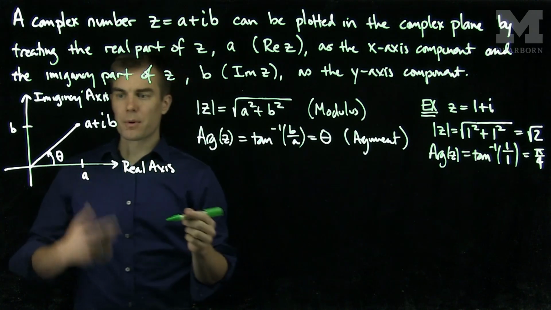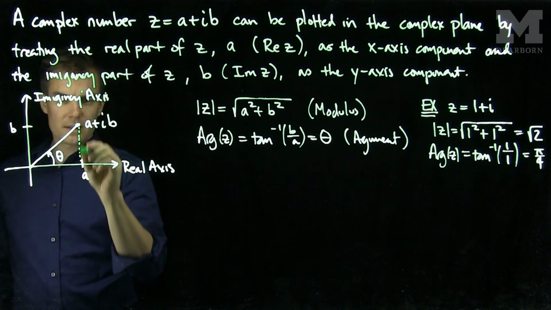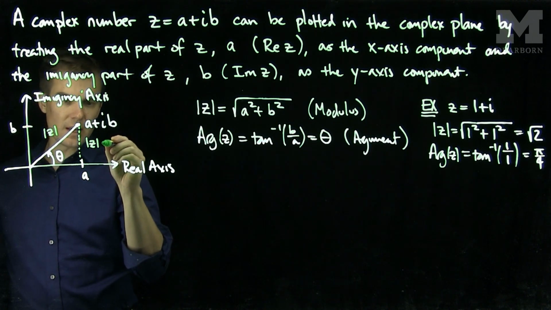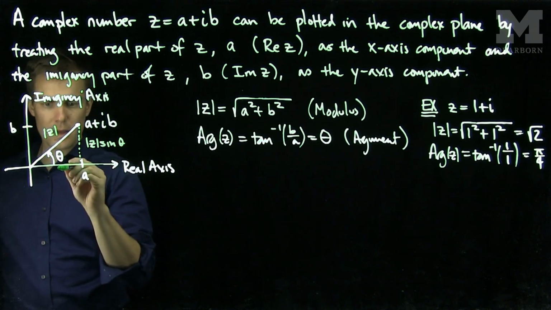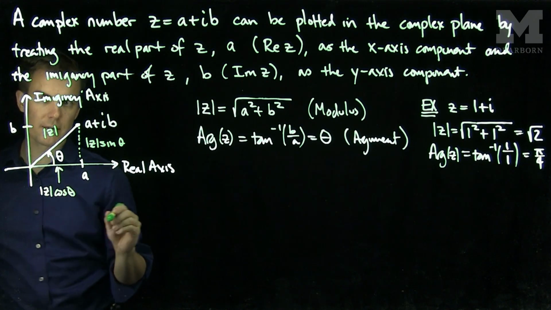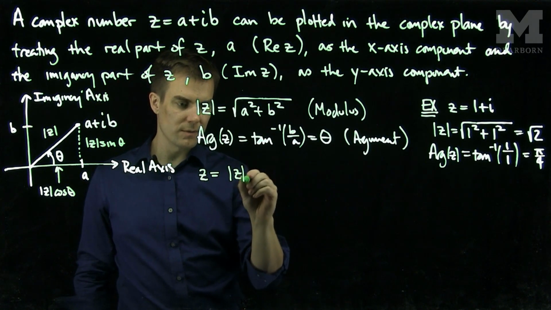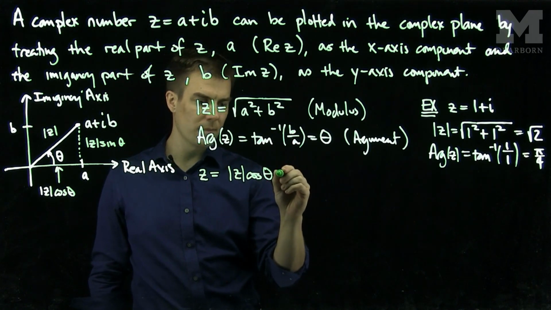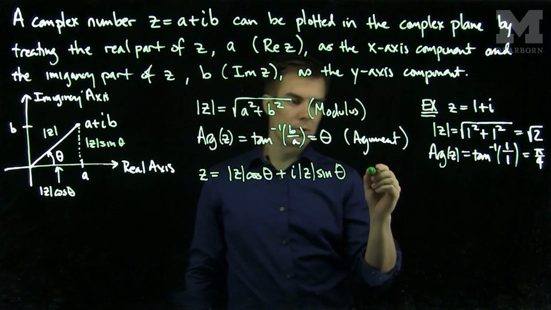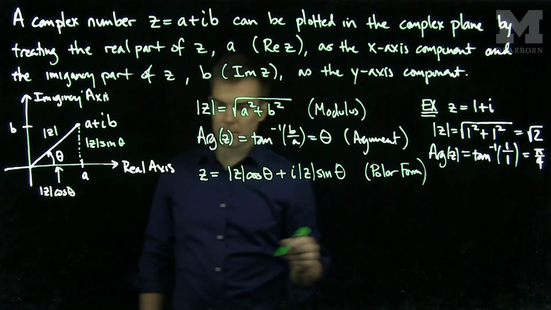Now let's see how we can represent this complex number with its modulus and its argument. This length over here is going to be the modulus of z times the sine of theta, and this length over here will be the modulus of z times the cosine of theta. Therefore, any z has the form modulus of z cosine of theta plus i modulus of z sine theta, and this is referred to as the polar form of a complex number.